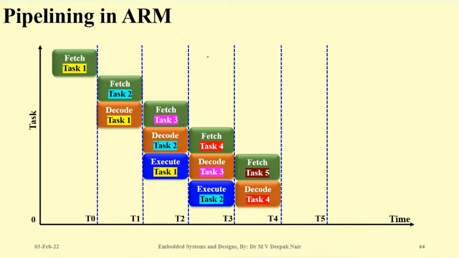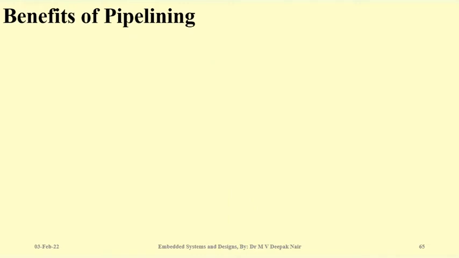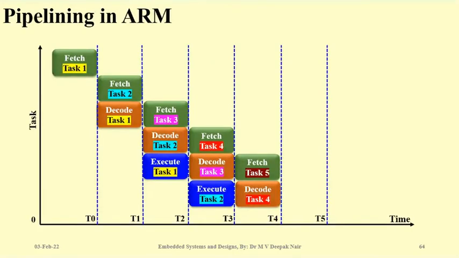Excuse me, sir. Sir, I had one doubt. We are taking the same time for each task. For fetching task one, we are taking from 0 to T0, and subsequently. Sir, what if there is a time difference between the fetching of task 2 and the decoding? Right, right. If you can recall the timing diagram of 8085, I'm telling you briefly.